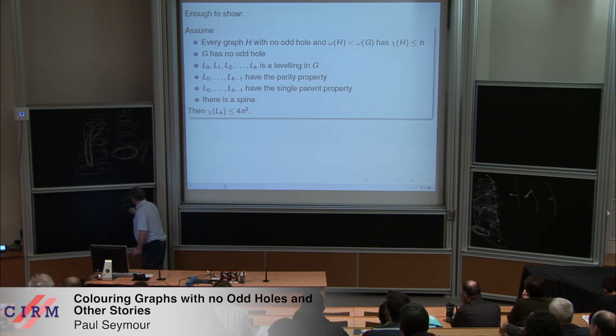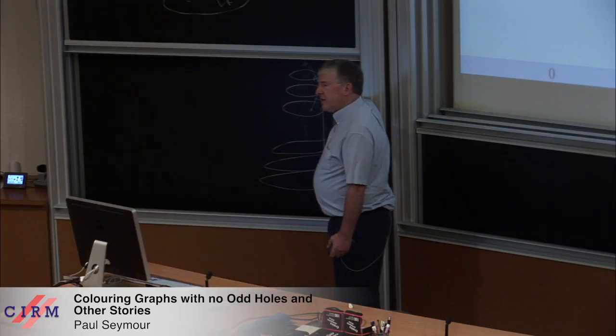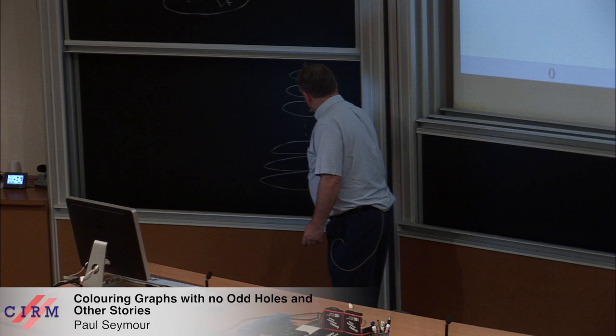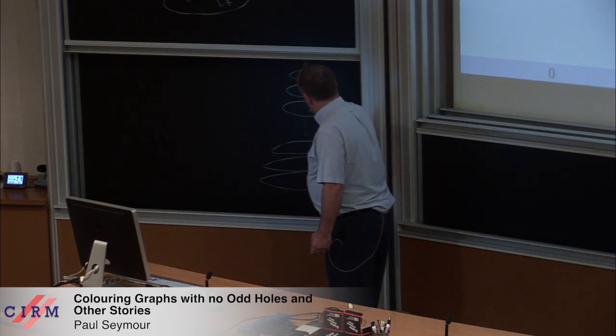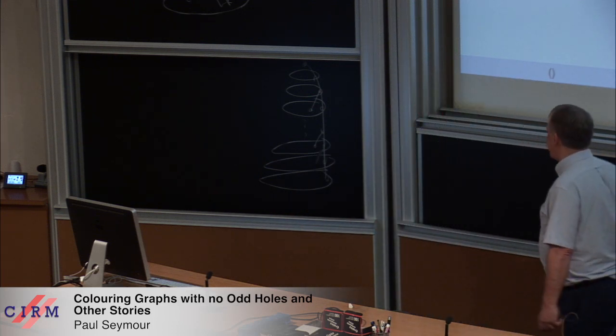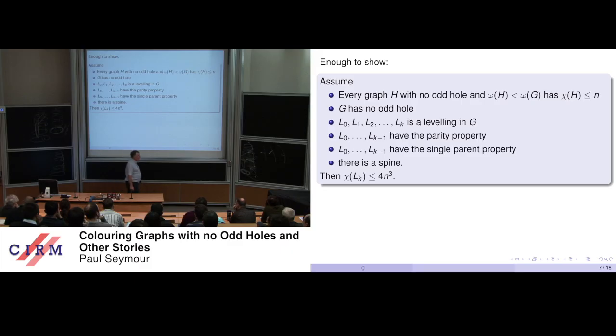Here we are again. And now I have a special path down the spine, and everyone attaches to it. Everyone with a neighbor in it attaches to the next vertex up, but might also attach horizontally. We've got two kinds now. And I've also got, they're also either all of them even or all of them odd levels. It's hard to draw that. Now, so now we have to get 4n cubed.